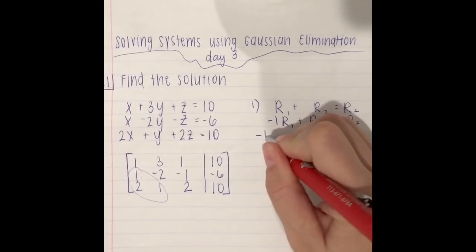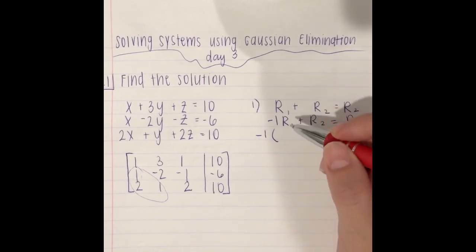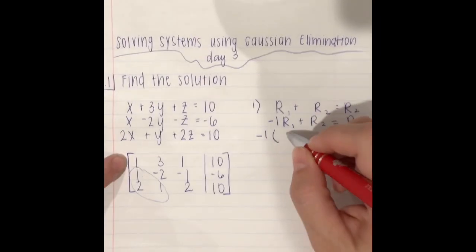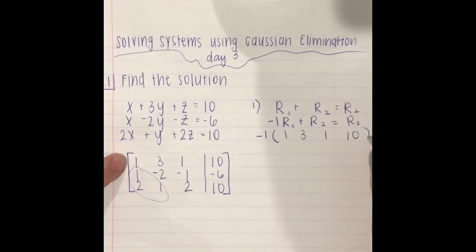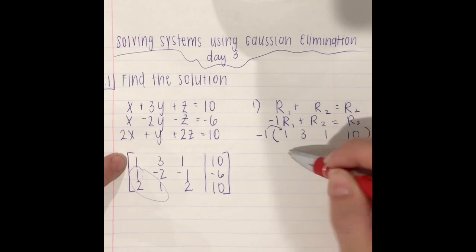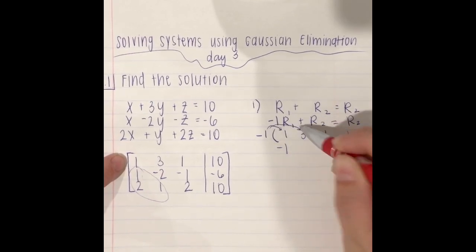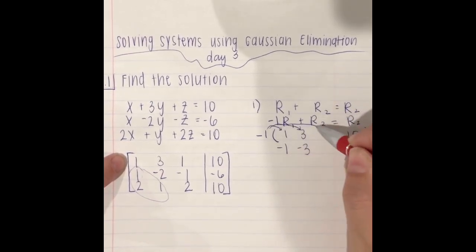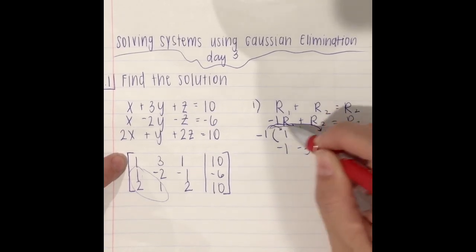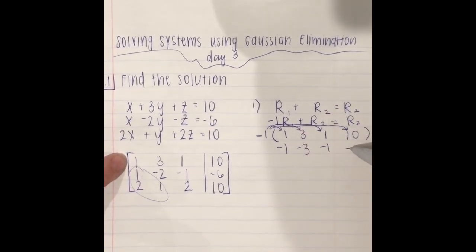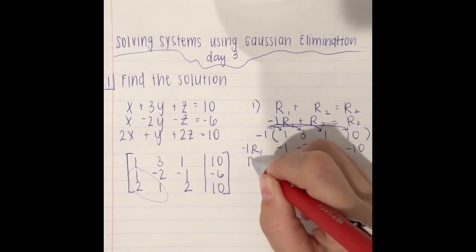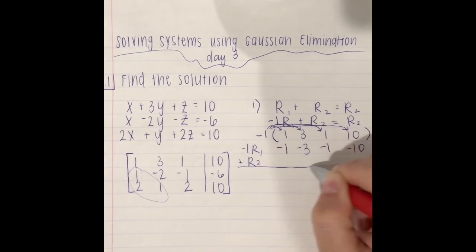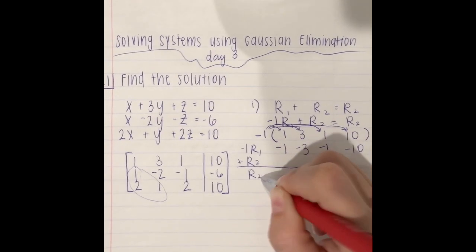Okay, so I'm going to do negative 1 times row 1, which means times 1, 3, 1, and 10. Negative 1 times 1 gives me a negative 1. Negative 1 times 3 is a negative 3. Negative 1 times 1 is a negative 1. And negative 1 times 10 is a negative 10. So this is my negative 1 times row 1, and we are adding it together with my row 2 to get our new row 2.